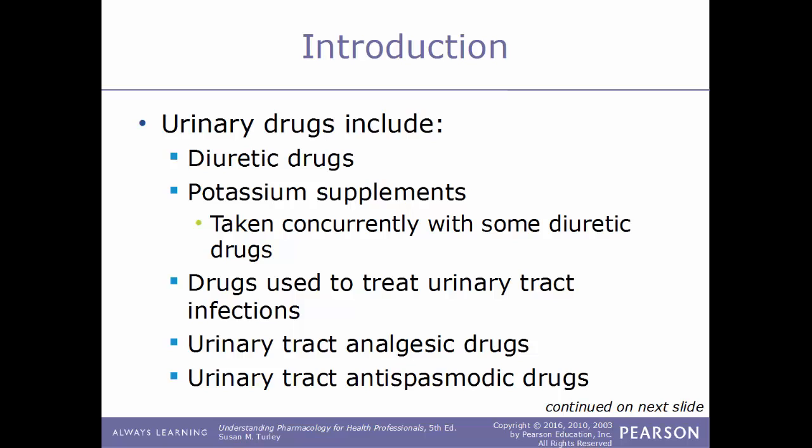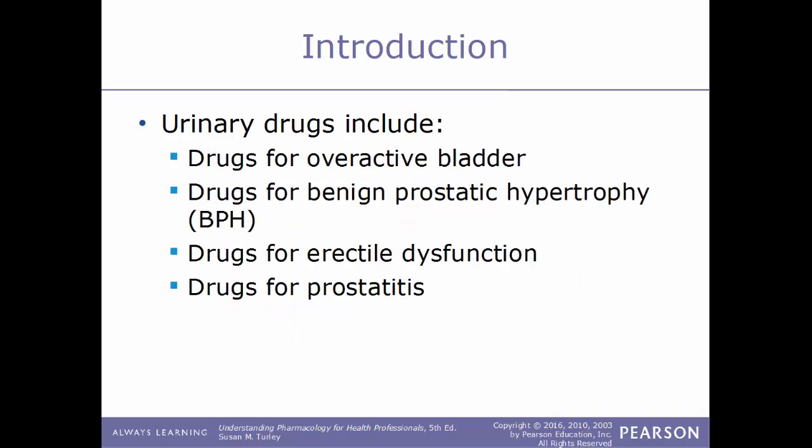Urinary drugs include a variety of different things. These can include diuretic drugs, could be potassium supplements. These are often taken concurrently with diuretics. Drugs that are used to treat urinary tract infections, urinary tract analgesic drugs, urinary tract antispasmodic drugs, drugs that will treat overactive bladder, drugs for BPH, benign prostatic hypertrophy, drugs for erectile dysfunction, and drugs for prostatitis.